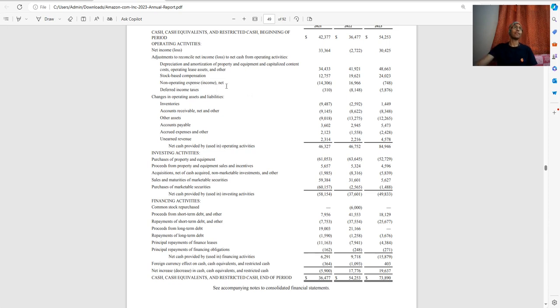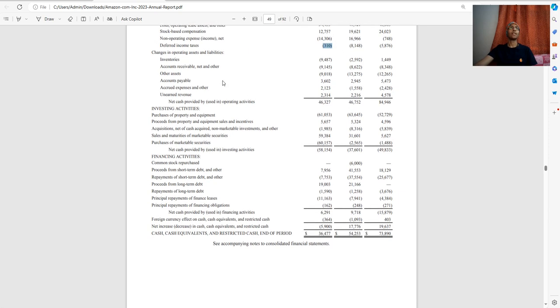Non-operating expense or income, net. This is subtracted because it is not a cash item. Here income has happened, therefore it is subtracted. Deferred income taxes. This is subtracted. Changes in operating assets and liabilities. Inventory: there has been an increase in inventory, which means cash has flown out, so that is subtracted. Receivables have also increased, which means cash has not come back, so this is subtracted.